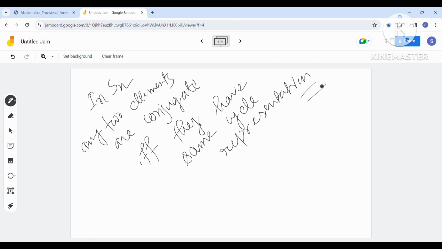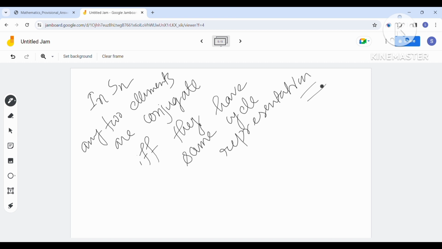That means a 4 cycle cannot be conjugate to a 3 cycle. Again, any two 5 cycles are conjugate. So it's an if and only if condition. By using this result, you can show that x to the 13 and x are always conjugate. I will ask you to think about it. If you don't know, you can comment, I will reply.